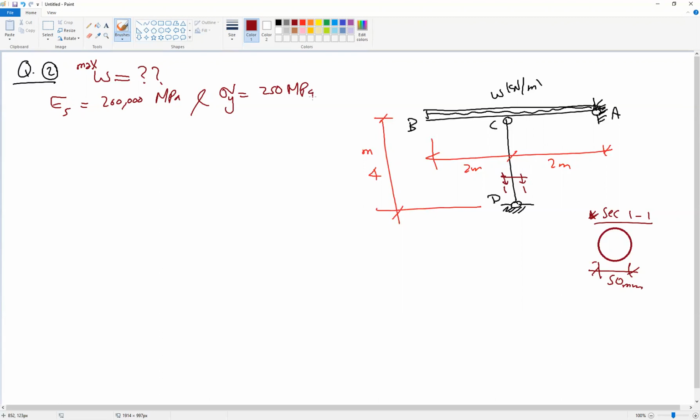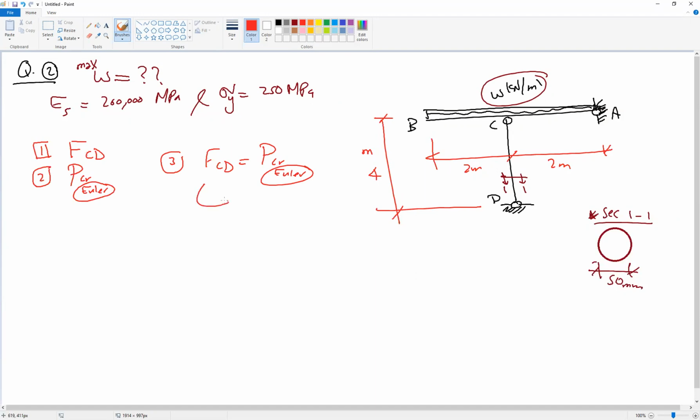So now how can we find the value of W here? Same procedure as the previous problem. First, we need to find the force in the member CD. Then we need to find the critical buckling load for this member. If we equalize these two forces, because this is the maximum load this column can carry, we can get the maximum W. So briefly, we need to find the force in CD and the Euler load or critical load for CD, then equalize these two values with each other, so we can find W.